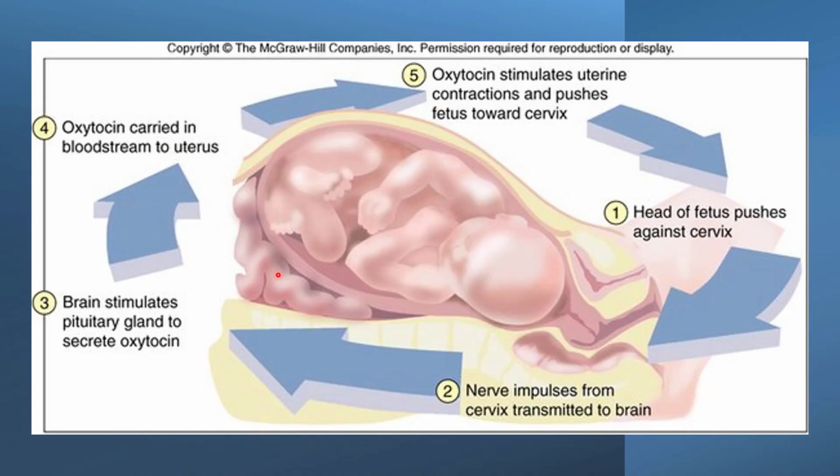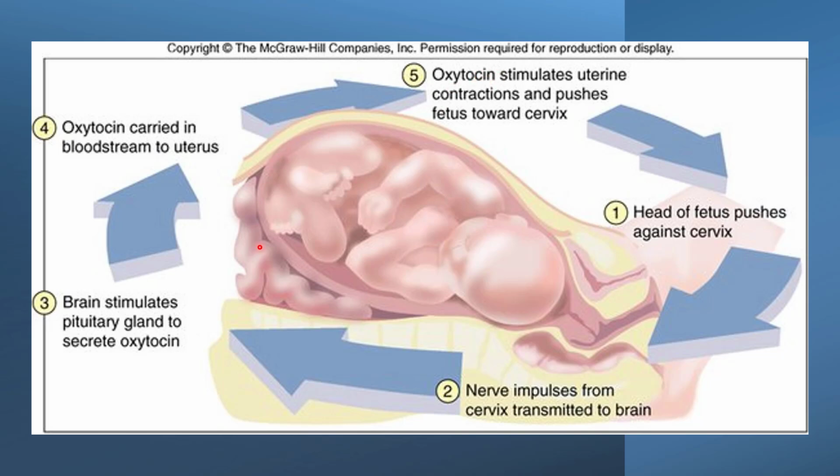So let's take a look at this feedback loop. Here, the head of the baby is ready, it's in position, and time to start pushing, start delivery. The head of the baby pushes against the cervix. And when that happens, it's going to stretch the cervix. The cervix sends electrical impulses through the nerves to the brain. The brain, specifically the hypothalamus, receives those signals and releases oxytocin from the posterior pituitary gland. Oxytocin now traveling in the blood until it gets to the uterus.